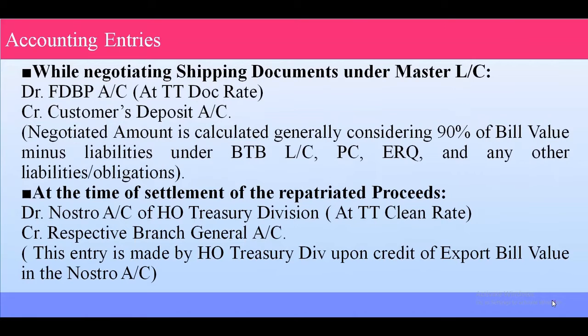While negotiating shipping documents under master letter of credit: Debit FDBP account, at TT doc rate. Credit customer's deposit account.